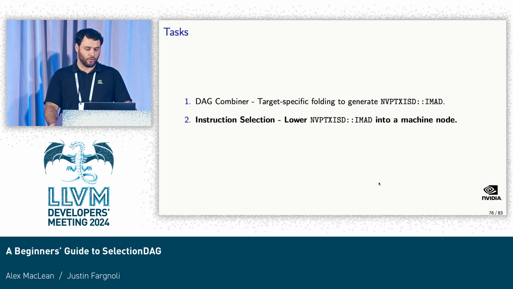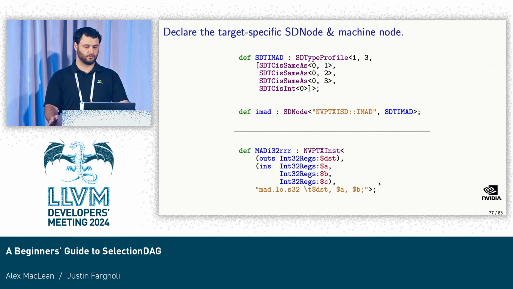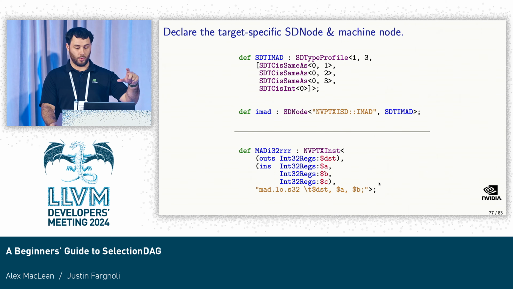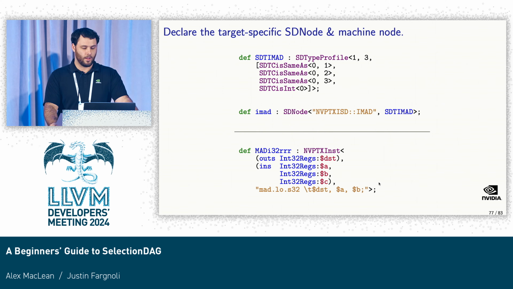Now we need to perform instruction selection and lower our IMAD target-specific SD node into a machine node. So step one, we need to tell SelectionDAG what to look for. The type of our IMAD node is defined above at the very top of the slide. One output, three inputs, all of which are ints.